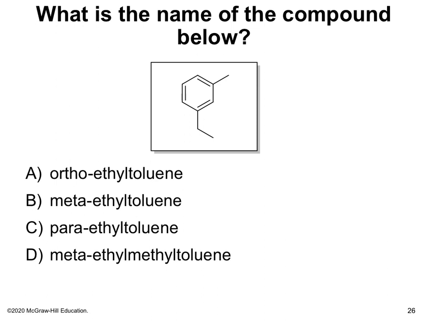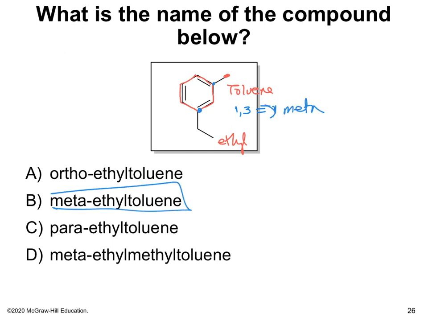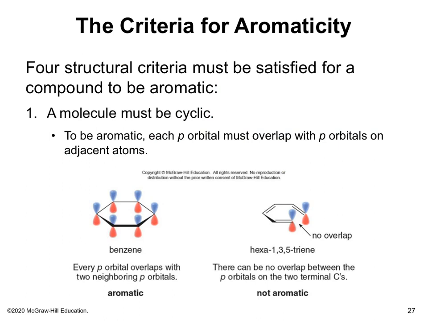All right, so let's name this compound. You see that this is toluene. And then this would be ethyl. And then where is it relative to the substitution? So it's a 1,3, which is a meta. So meta-ethyl toluene. So B is your answer.